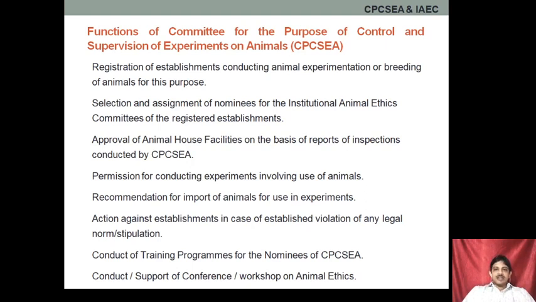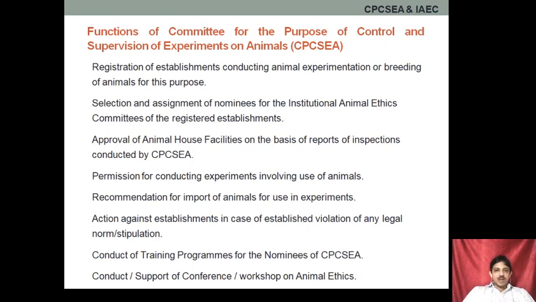This ethics committee contains both internal and external members. So the selection and assignment of the nominee for each institutional animal ethics committee is a function of the CPCSEA. That means the IAEC should consist of external members, and the CPCSEA sends their nominee to the institutional animal ethics committee.